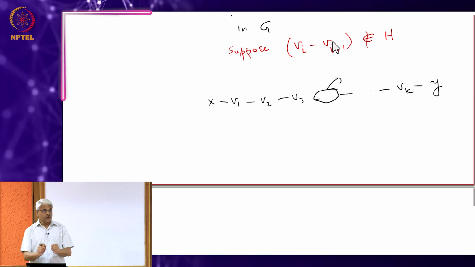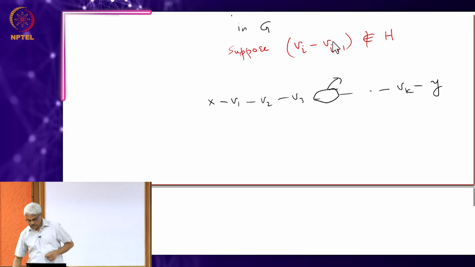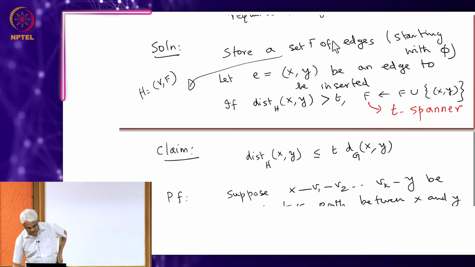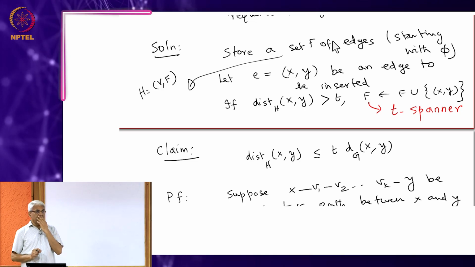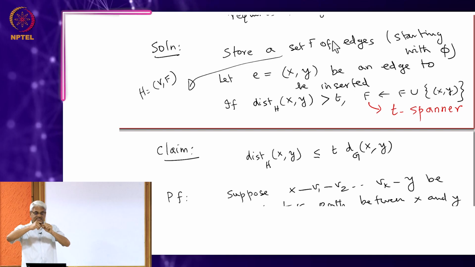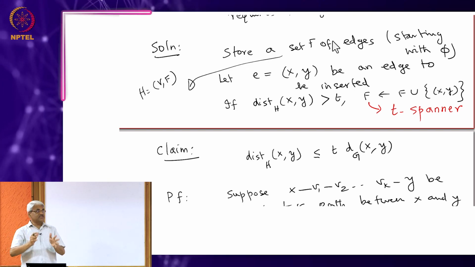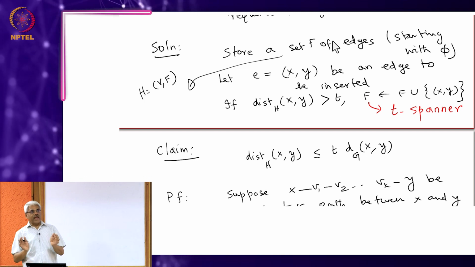Let's go back to our algorithm. Why did we not include an edge, that edge xy? Because the current distance between x and y is less than or equal to t. That's why I did not include it. Later on, I added some more edges.